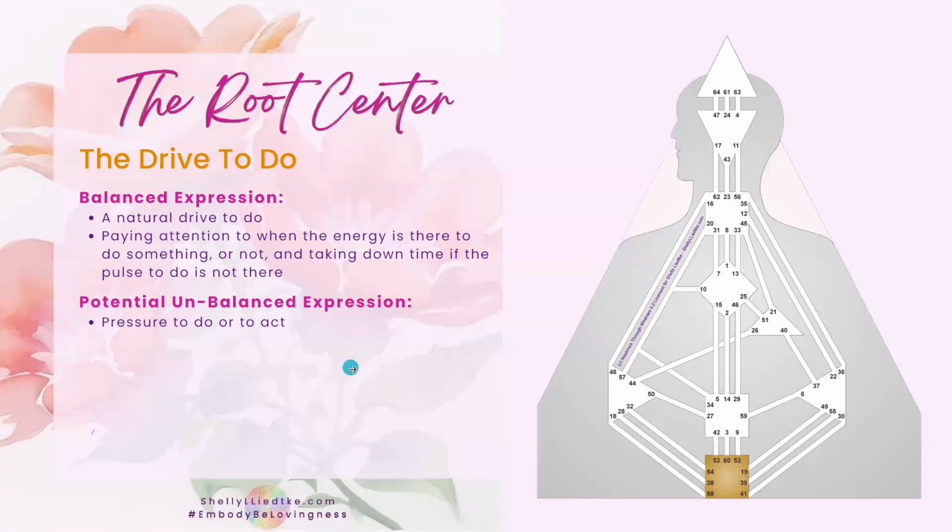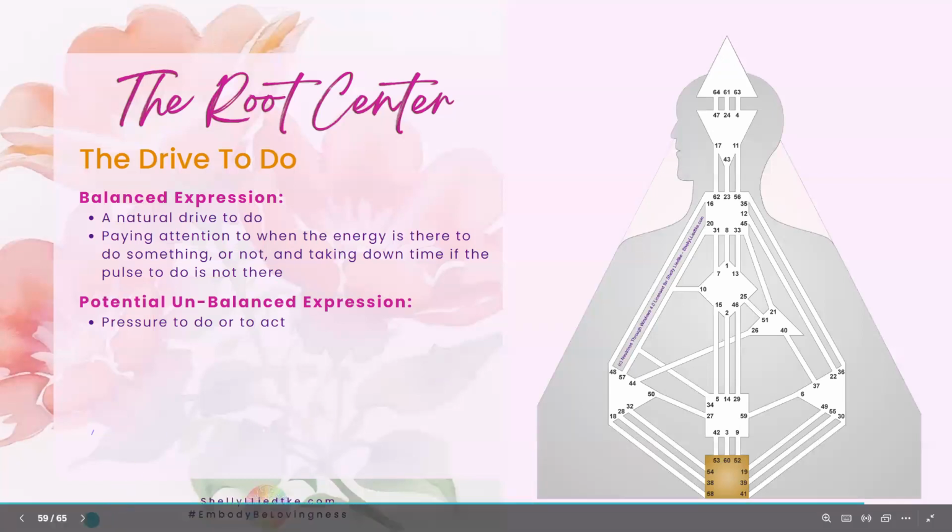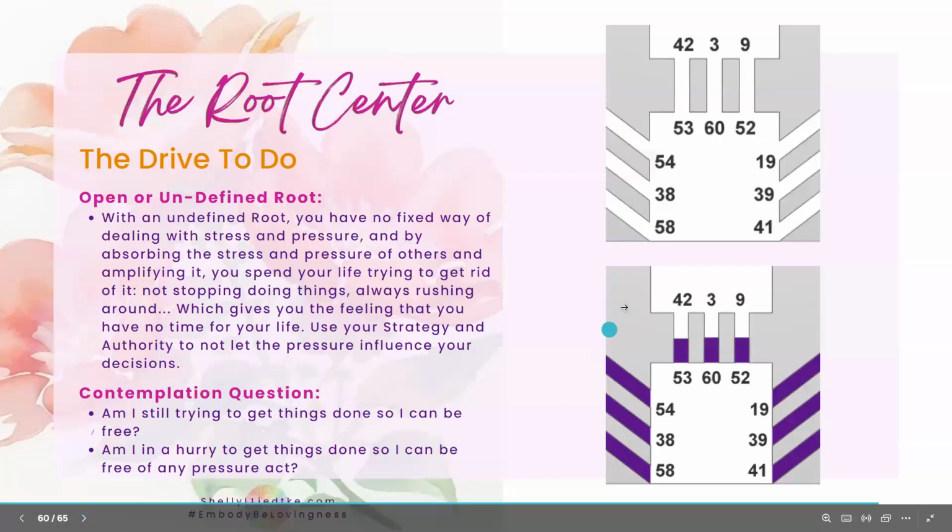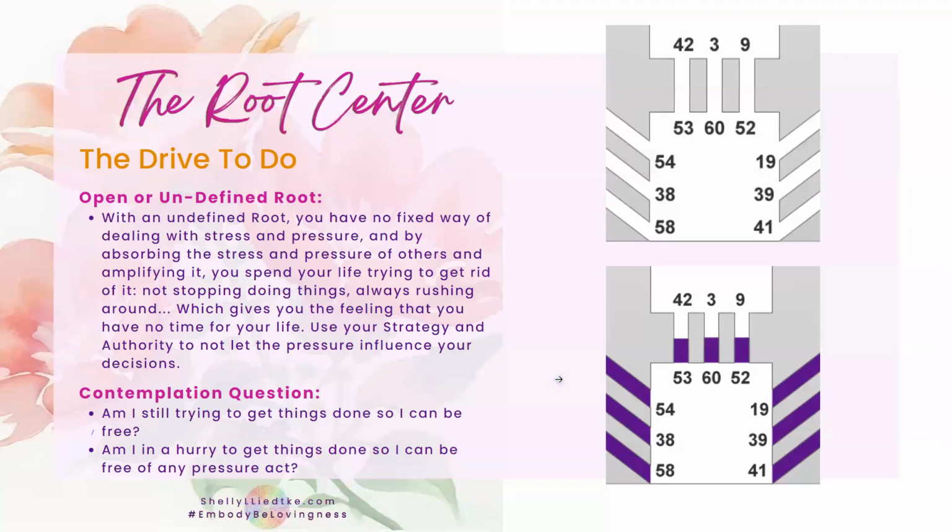And then if it's not balanced, then there will be this pressure to do or act, even though you feel like you need to pause and rest. So again, for the open and undefined root center, there will be an inconsistent, variable way of doing things, getting up and doing things. And this is the person that may have a tendency to make endless to-do lists, trying to rush around and hurry and get things done, so that the pressure you can feel in this center will be alleviated, but it will never be alleviated.